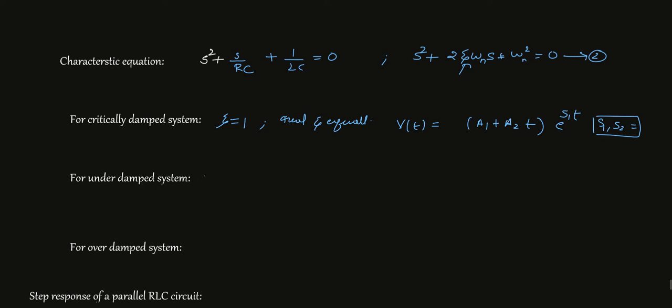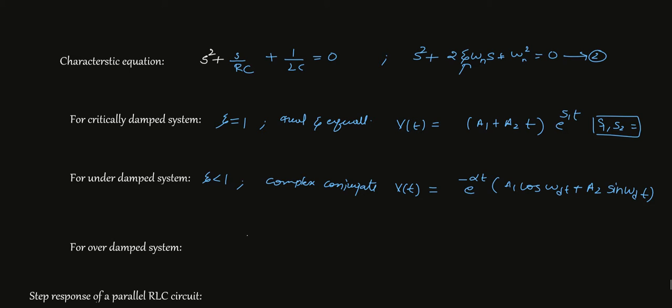For the underdamped system, I already told you underdamped means zeta less than 1. For this type of system, the roots will be complex conjugate roots. If you have not watched my previous lecture, go and watch it to see how these equations came. So v of t is equal to e power of minus alpha t into (a1 cos omega d t plus a2 sin omega d t).